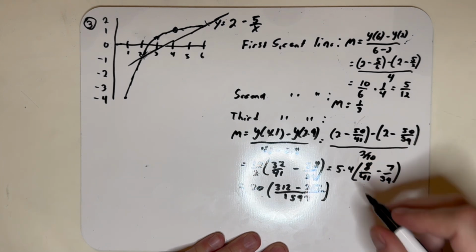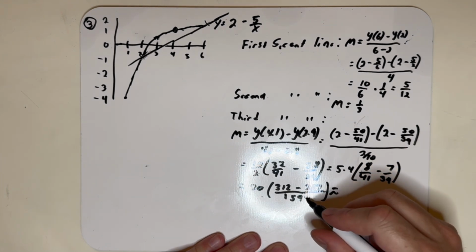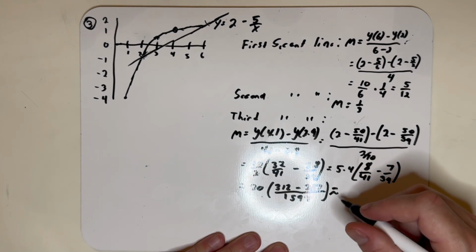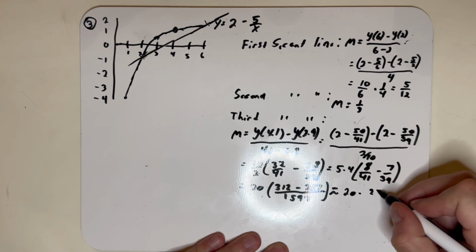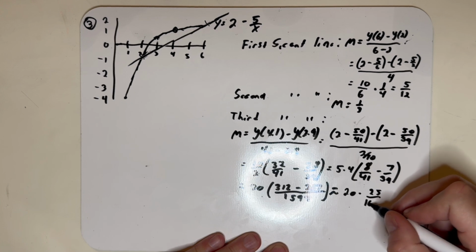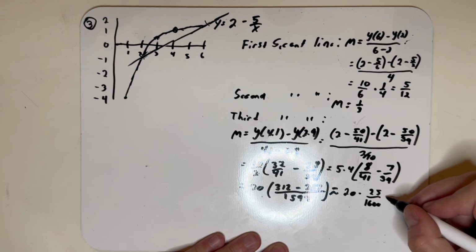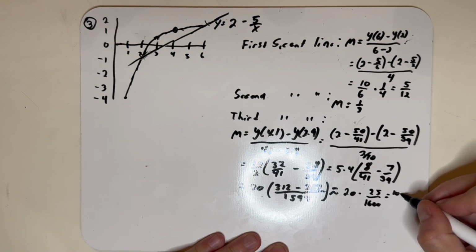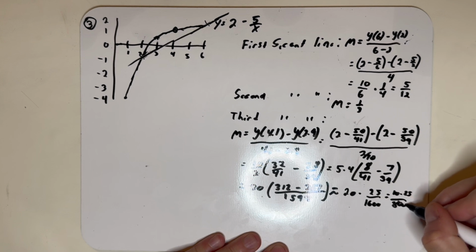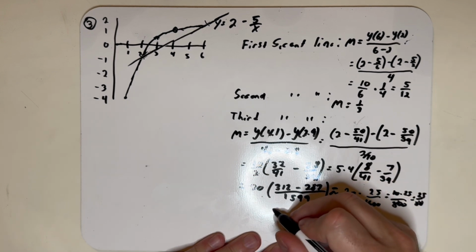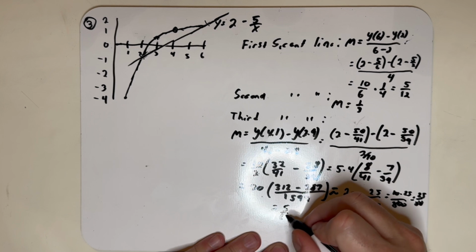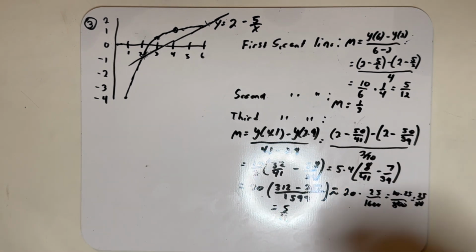And this is the origin of the hint that I gave, which I said we're just going to approximate 1599 by 1600. And so this is the same thing as 20 times 25 over 1600, which is the same thing as 10 times 25 over 800, which is equal to 25 over 80, which is equal to 5 over 16, which is the exact value of the derivative.